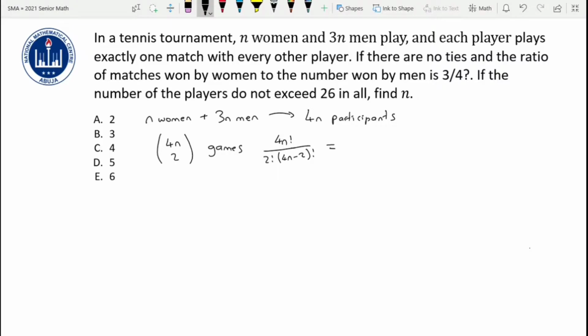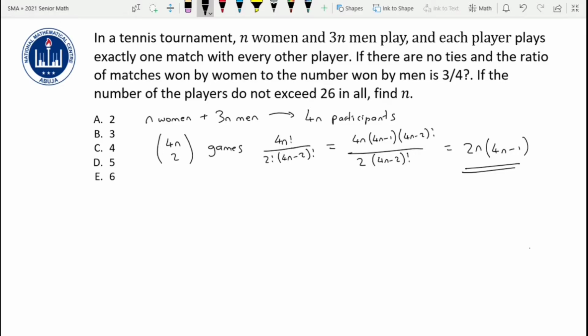So this is going to be 4n times 4n minus 1 times 4n minus 2 factorial over 2 times 4n minus 2 factorial. And this is going to be 2n into 4n minus 1. So this is the total number of games that are going to be played in the tournament. Then let's see the other things we have.